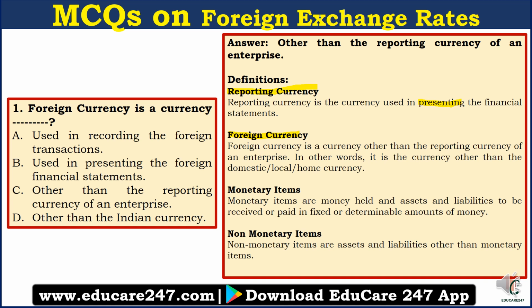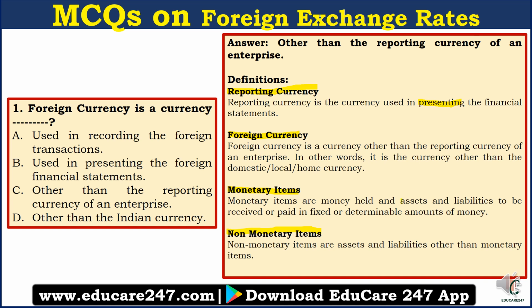Now let us look at the definition of monetary items and non-monetary items. These two terms are very important in Accounting Standard 11. We should understand the definition of these two terms to solve our upcoming MCQs, right? So let us go through the definition of monetary items. Monetary items are money held and assets and liabilities to be received or paid in fixed or determinable amounts of money.